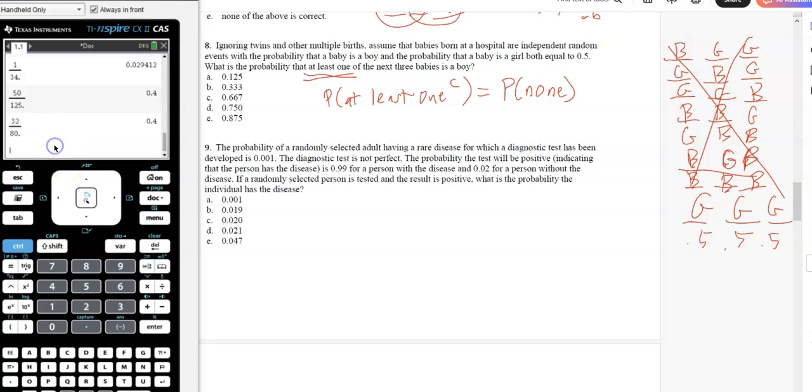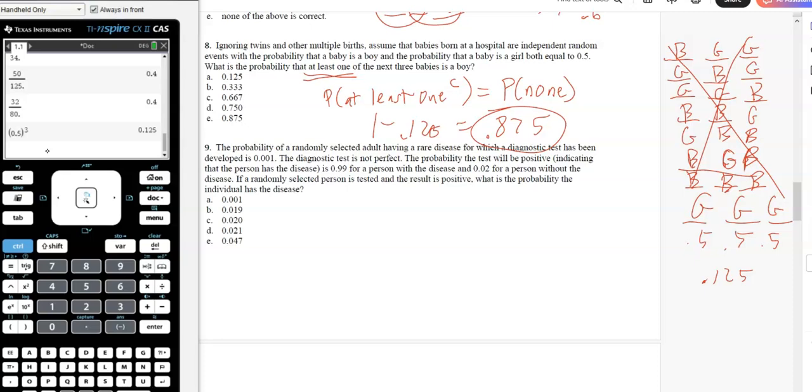0.5 to the third is 0.125. So this is 0.125. So the complement, to get at least one, would be 1 minus 0.125, which is 0.875, I believe. So that would be our answer.